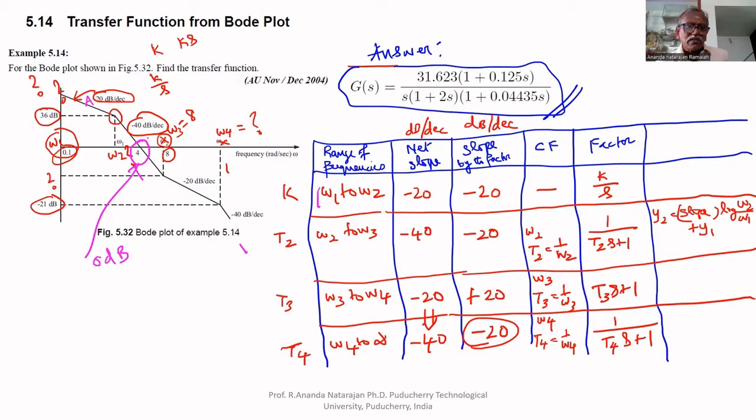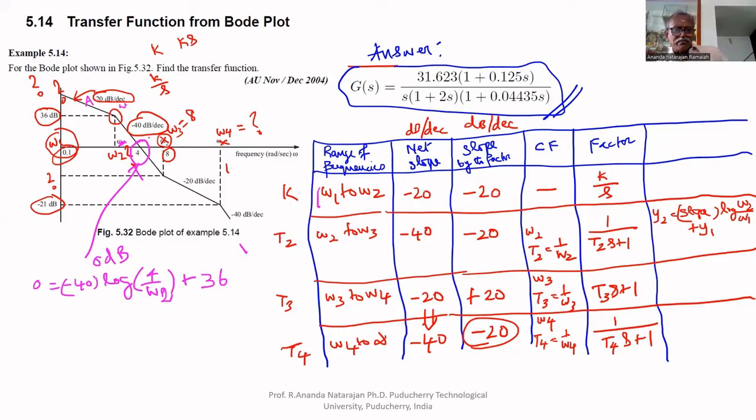So suppose this is omega 1, this is omega 2, like that if you think. So y2 equal to 0. 0 equal to slope. What is the slope here of this line? Minus 40. Log omega 2 is 4. Omega 1 we do not know. 4 by omega 2. This point we know, but here the frequency is omega 2. Omega 2 plus y1. What is the magnitude here? 36. 36 that we know.